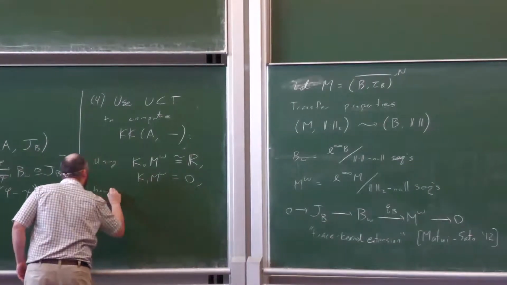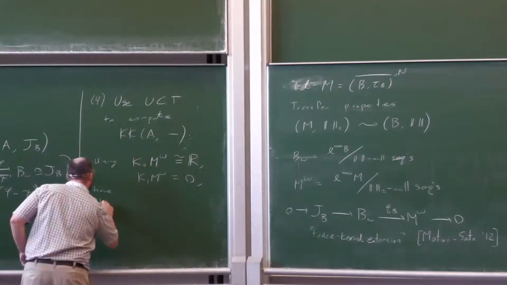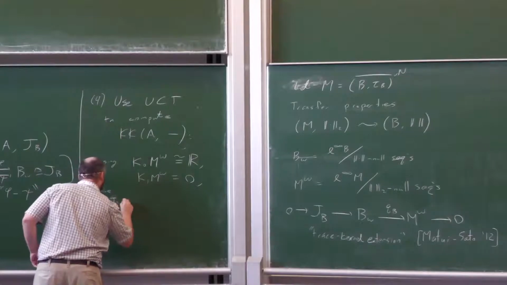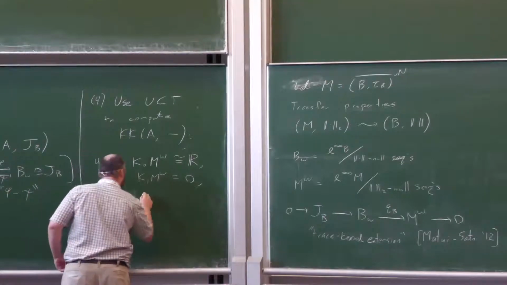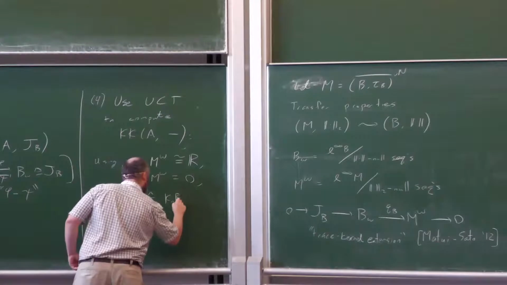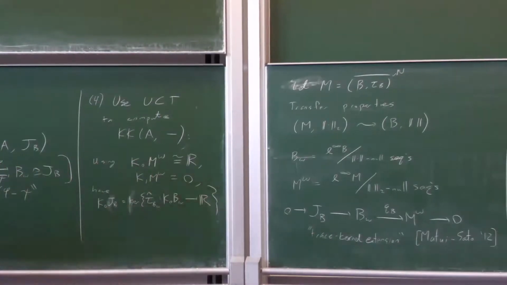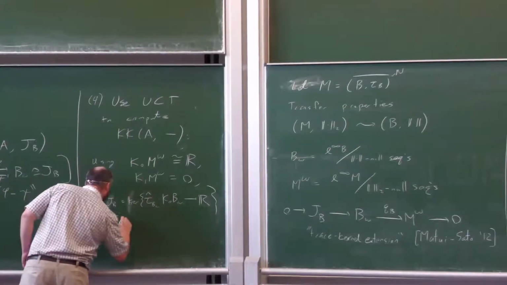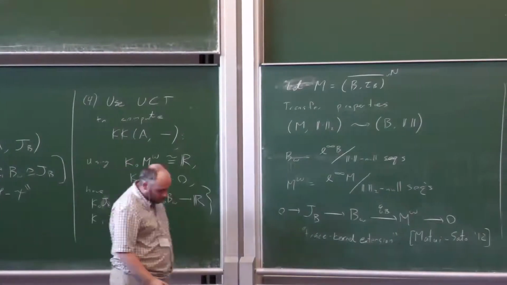And if you now apply the UCT and chase around the 6-term exact sequence, what you get is the K0 of J is exactly the trace 0 elements in K0 of B omega. And the K1 of J turns out to be K1 of B omega.